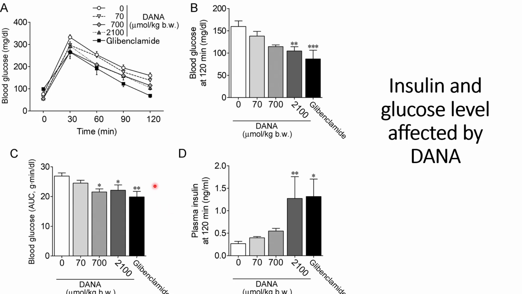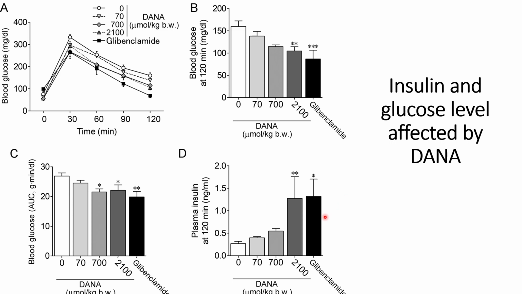After validating indirectly that there could be an increase in the insulin, they directly checked the plasma insulin levels, and they presented the results after 120 minutes. What they found is that in the case of 2100 there is a continuous increase in the plasma insulin levels with increase in the DANA concentrations. However, the increase is statistically significant when the DANA used is 2100 micromolar per kg body weight, and for glibenclamide they used the same concentration, that is 10 milligram.